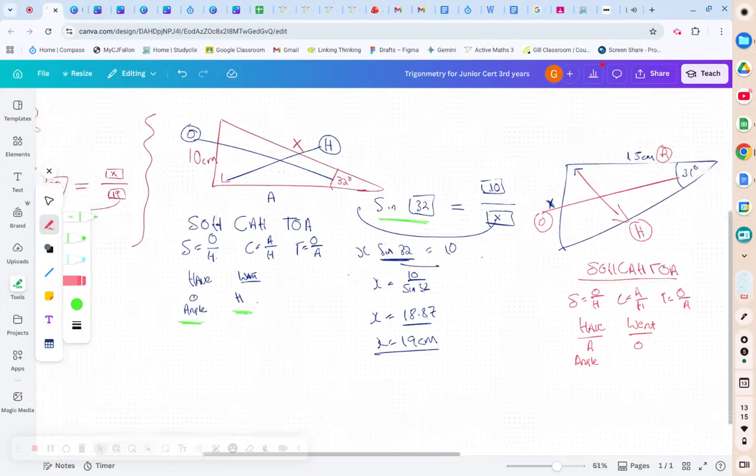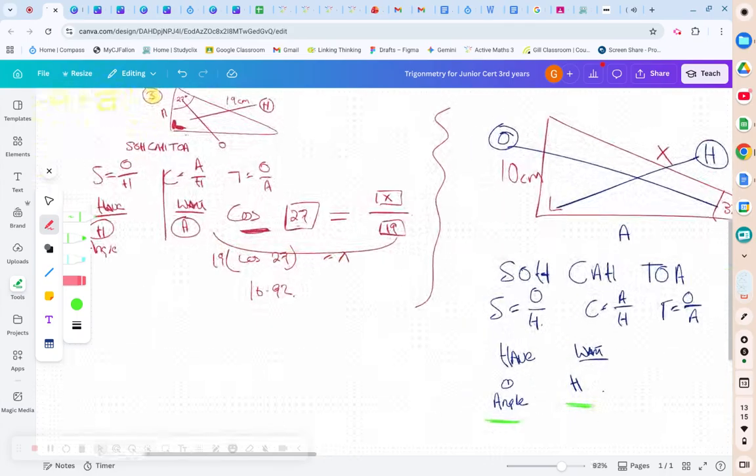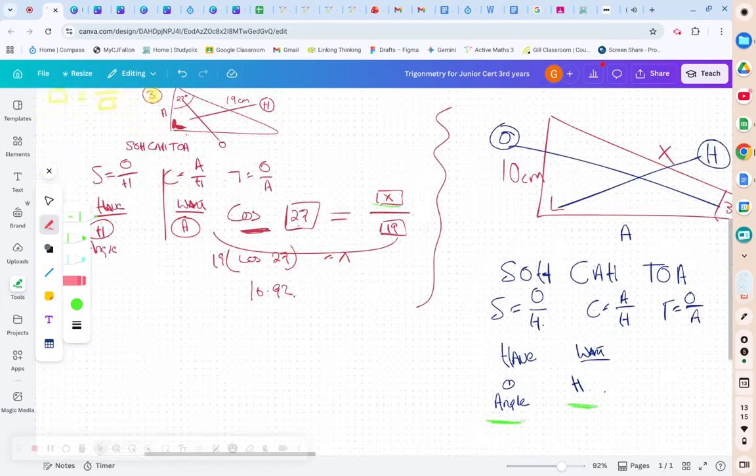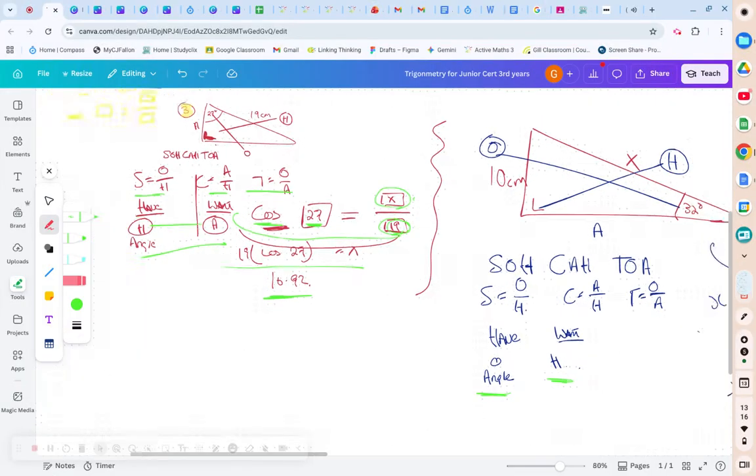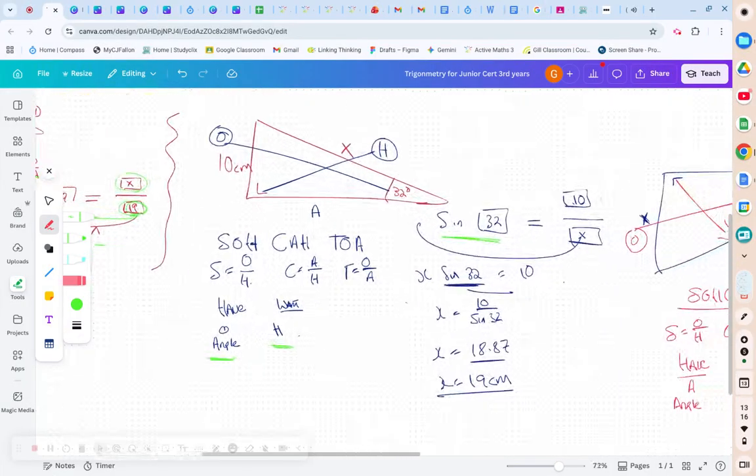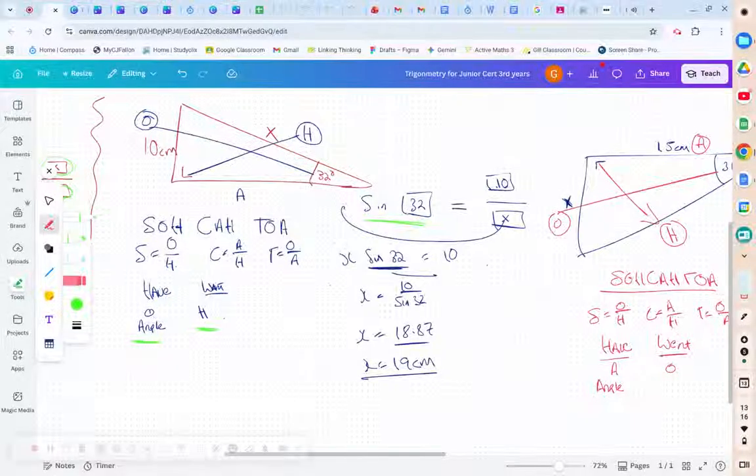Now if you look at yesterday's question, when we did the cosine, the x was left on top. We had SOH CAH TOA. What we have and what we want was A and H, which meant cosine. Cosine of the angle was adjacent over hypotenuse. The adjacent was x, the hypotenuse is 19. How do we finish it? We took the 19 underneath the line, brought it over, and multiplied through, and that gave us our answer straight away.